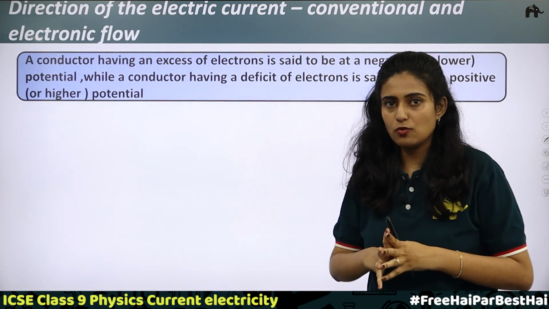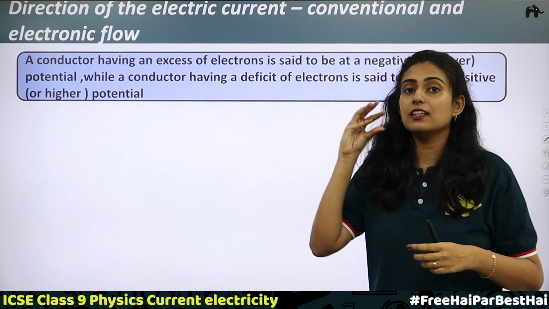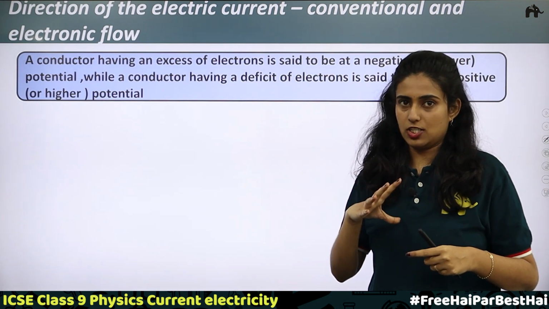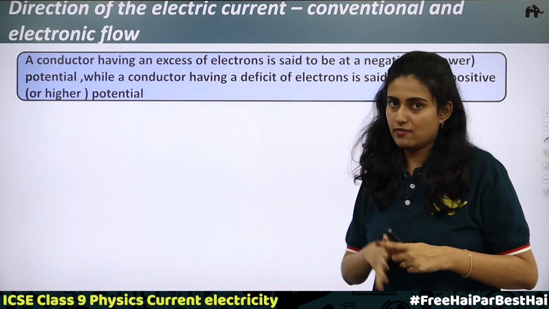So when it falls to the ground, what is happening? The height has decreased, which means there is a lower gravitational potential. From higher gravitational potential, the body is moving to a lower gravitational potential.